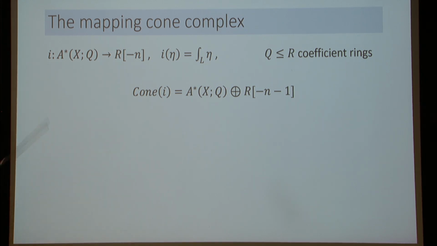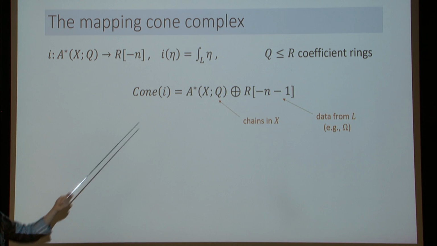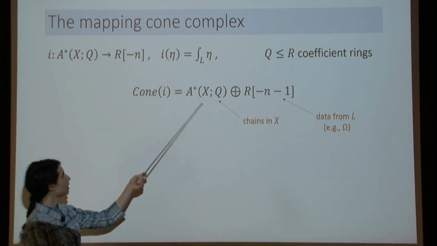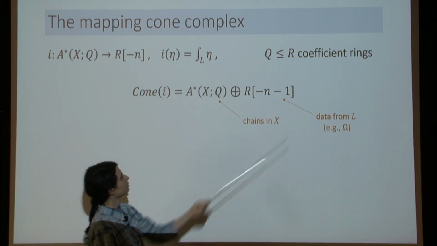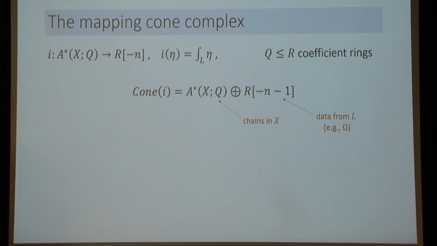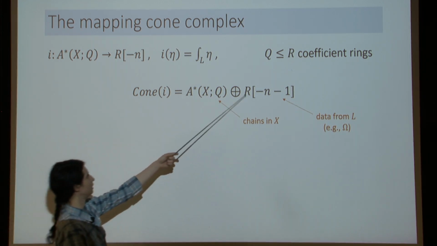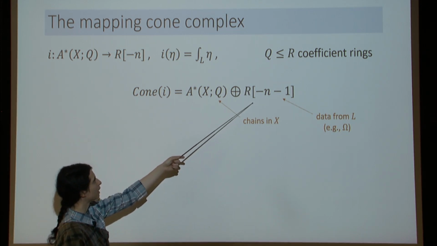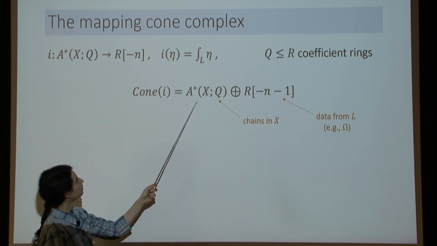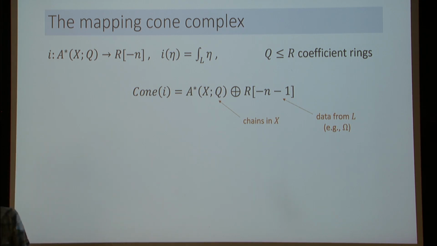The cone complex is, on the complex level, just a direct sum of the domain and the range. And it has a fancy differential, but the point is that it combines information we get in X with data we get in L. So for example, this generating function was just an element in the coefficient ring. So this is some information about disks that lives here. We can combine this now with information we get from X.